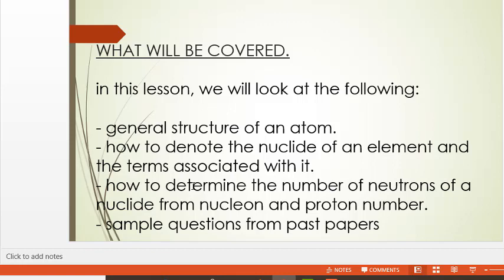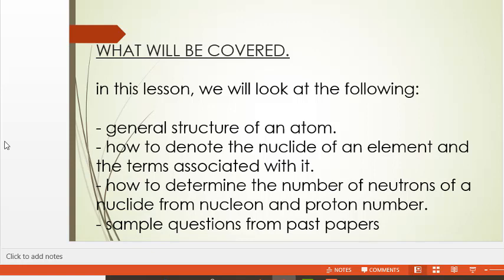Then we shall also look at how to determine the number of neutrons of a nuclide, if you are provided the nucleon number and the proton number. Then we shall look at sample questions from past papers concerning the structure of an atom. Thereafter, in another section, that's when we shall introduce radioactivity. But for this particular lesson, we will just look at the structure of an atom and all the terms associated with it and the calculations involved.